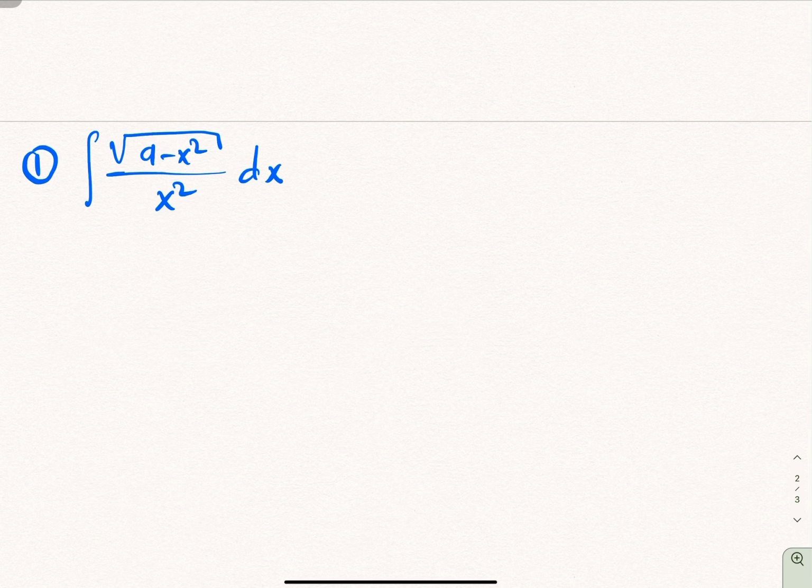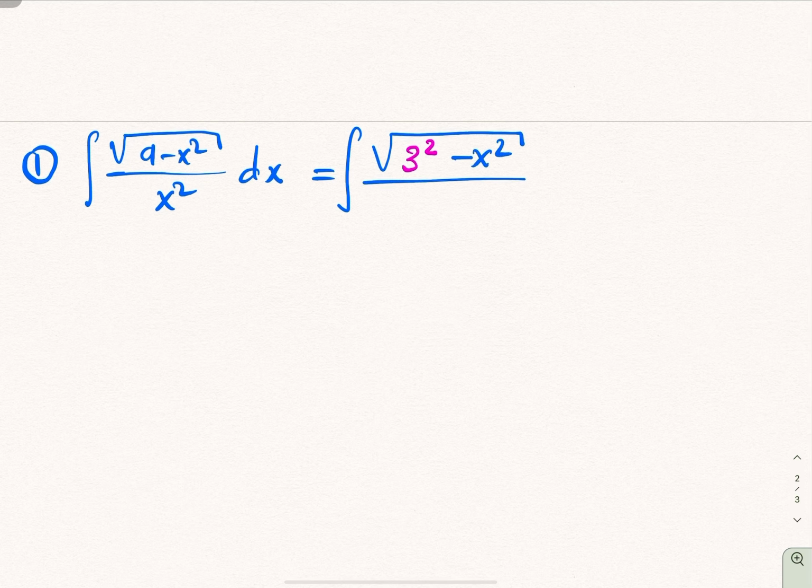I'm going to rewrite this integral in such a way that I see what is my a. So you're going to get the square root of 9. What is 9? 9 is a perfect square. So it's similar to saying that this is 3 to the power 2. And then you have a minus x squared divided by x squared dx. I wanted to see something.